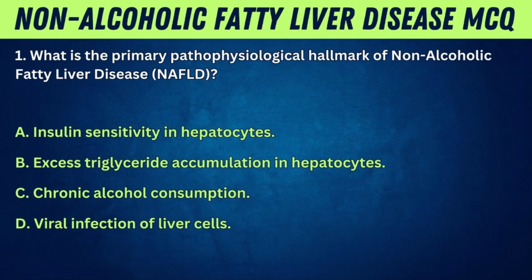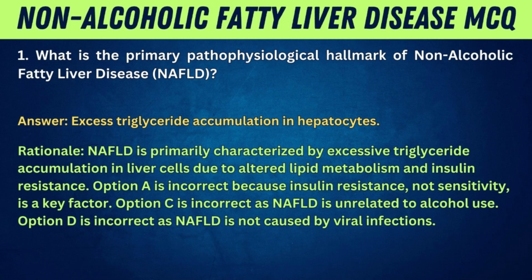1. What is the primary pathophysiological hallmark of non-alcoholic fatty liver disease, NAFLD? A. Insulin sensitivity in hepatocytes. B. Excess triglyceride accumulation in hepatocytes. C. Chronic alcohol consumption. D. Viral infection of liver cells. Answer: excess triglyceride accumulation in hepatocytes.